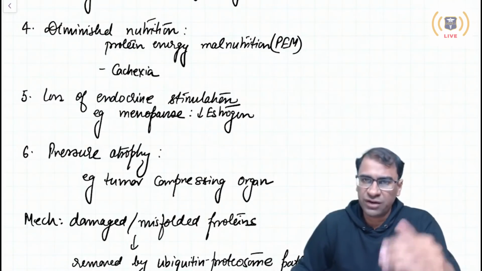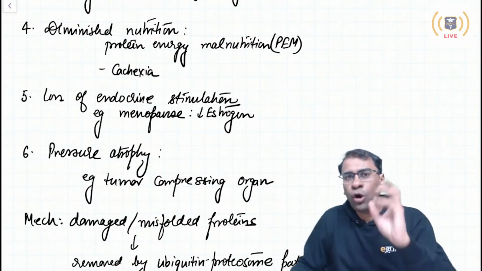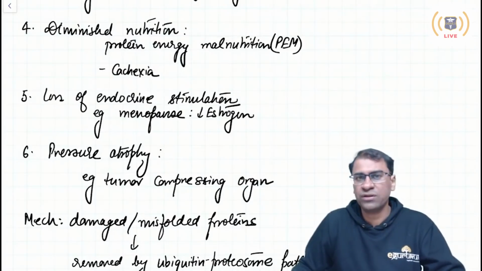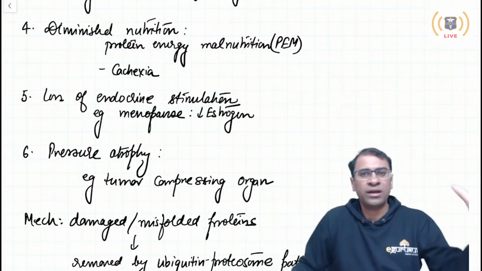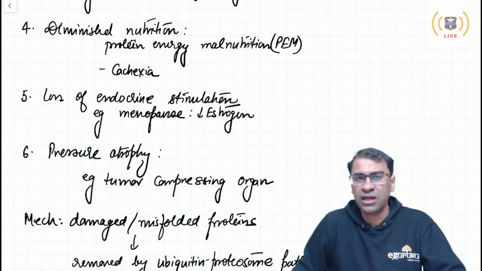So nutrition deficiency, pressure atrophy, denervation atrophy, all of them will ultimately damage the proteins, and all the damaged proteins of the cells or tissues are removed by the pathway, and ultimately the organ shrinks or decreases in size.